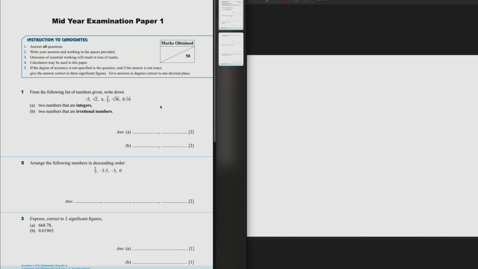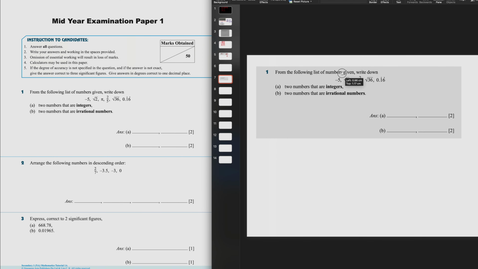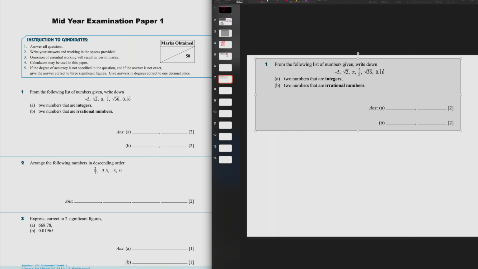Alright, for question 1, the way to do question 1 is draw out the real number diagram. So if you can remember from the recorded video previously, real numbers will be split into rational and irrational numbers, right?